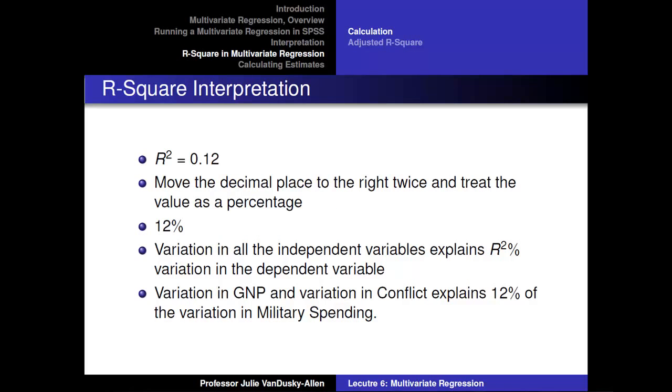Now I'm going to show you how to interpret the R-square in multivariate regression. Suppose our R-square was 0.12. We would move the decimal place over to the right twice and treat the value as a percentage. So in this case, we would move the decimal place over twice and get 12%. Then we would say that variation in all of the independent variables explains R-squared percentage variation in the dependent variable. Or in this case, we would say variation in GDP and variation in conflict explains 12% of variation in military spending.